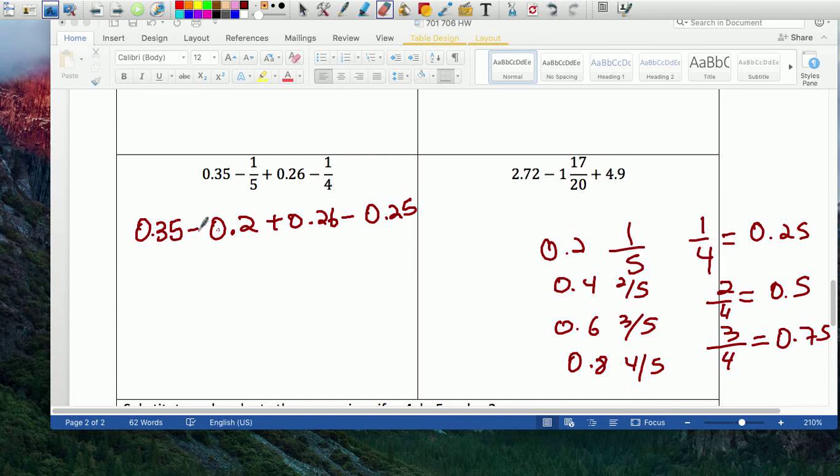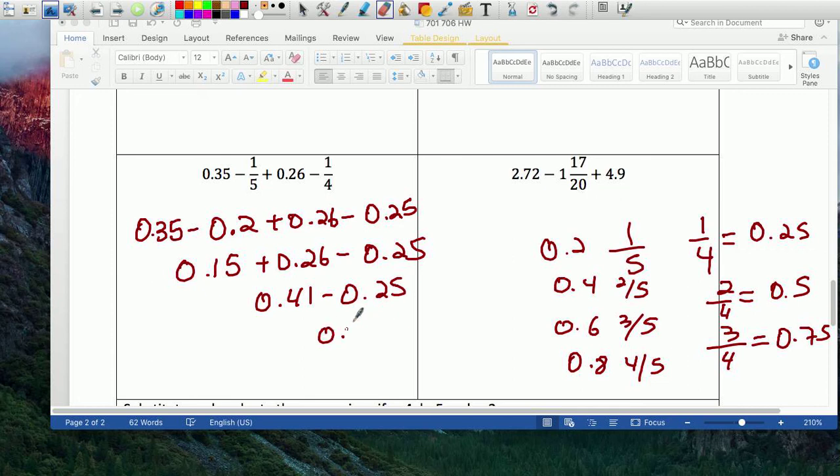So now that they're in decimal format here, it's very easy. 0.35. So you can subtract 0.2. So think about it. 35 cents minus 20 cents, I get left over 15 cents. Plus 26 cents. 0.15 plus 0.26 gives me 41 cents. And then if I take a quarter away, which is 0.25, I have how much left over? I believe I have 16 cents left over. Okay.